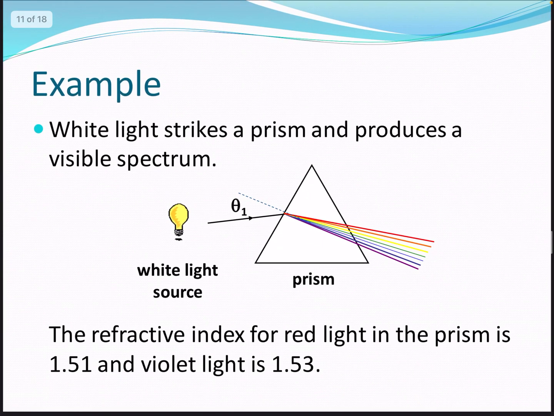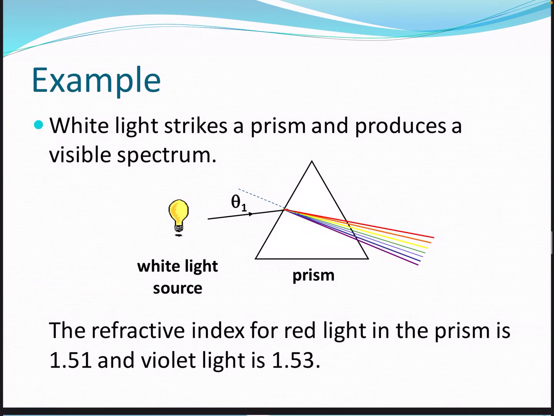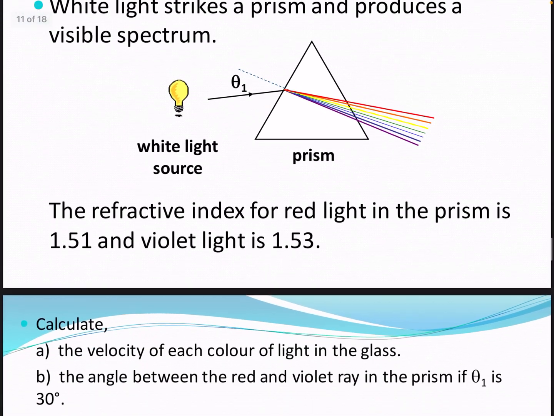So here's an example. White light is hitting the prism and it's producing a spectrum. The refractive index for red light in this particular prism is 1.51 and for violet light is 1.53. So the first thing you notice is it's a very, very small difference, okay? Which is why we would tend to say that the refractive index of the material is a set number, because although it does vary with the different colours of light, it's a very, very small difference.